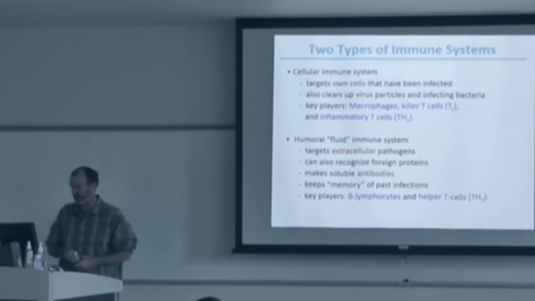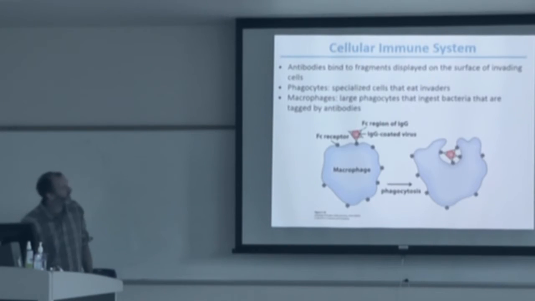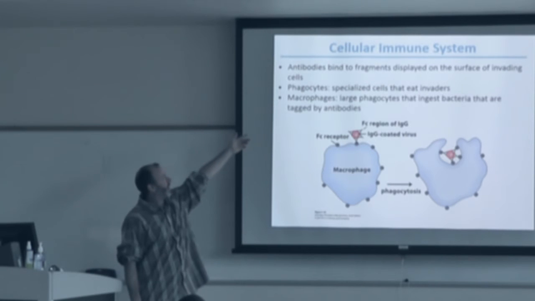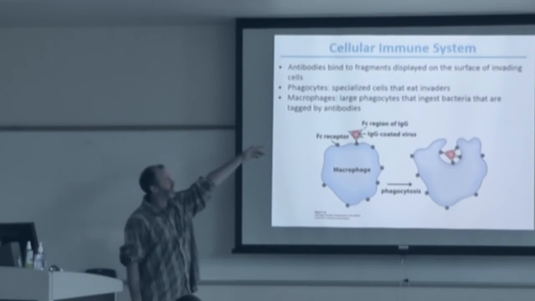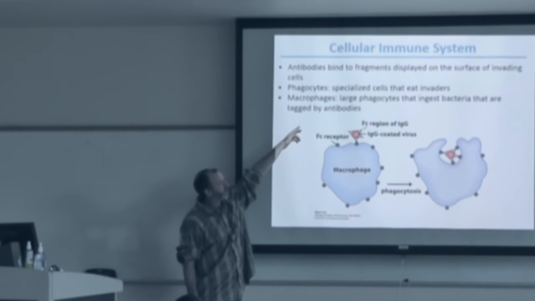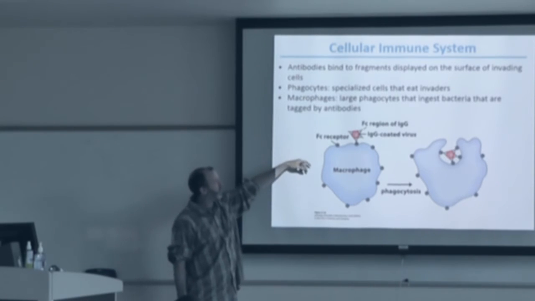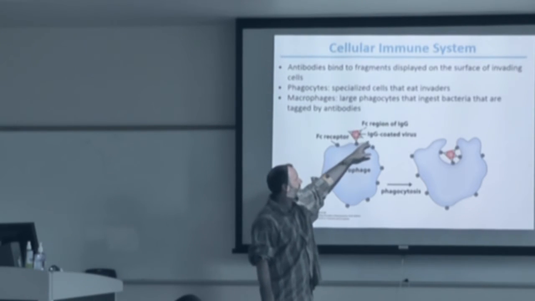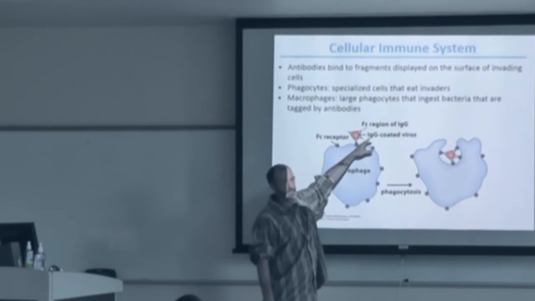of the pathogen. So antibodies bind the fragments displayed on the surface of invading cells. Phagocytes are specialized cells that eat the invaders. Macrophages are large phagocytes that ingest the bacteria that are tagged by antibodies. So here in this case we have a virus coated with antibodies, or IgGs.